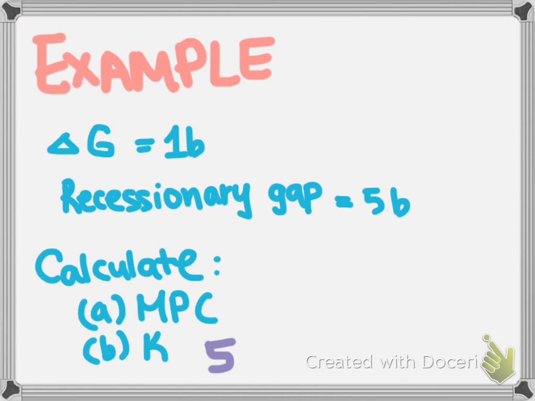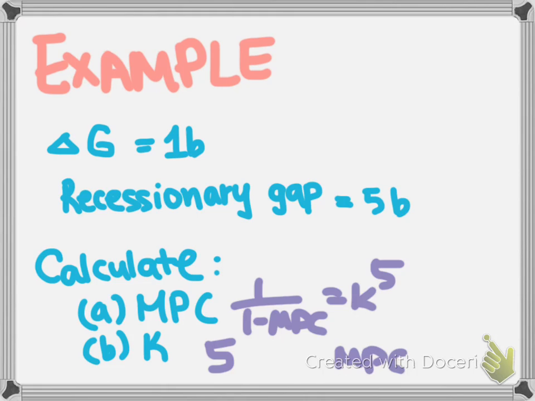Now, as in previous slides, the multiplier is calculated by 1 over 1 minus MPC. This is equal to K. Now, K is 5. Therefore, MPC is 0.8.